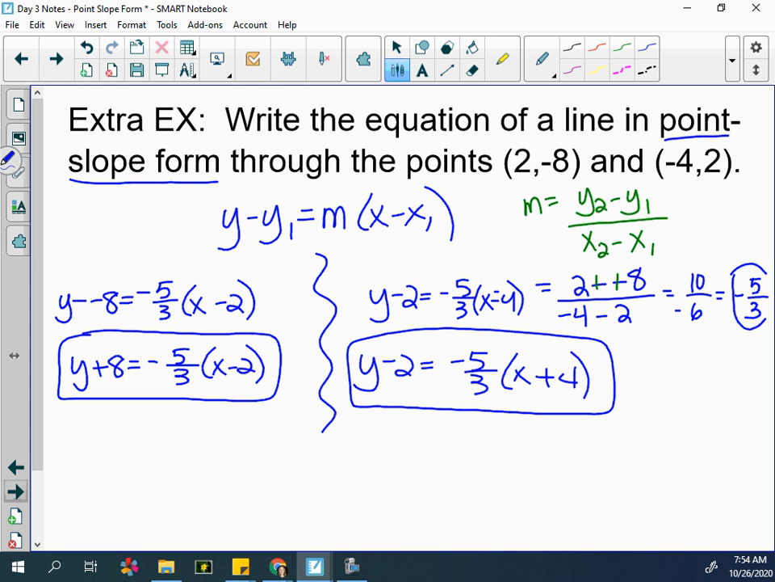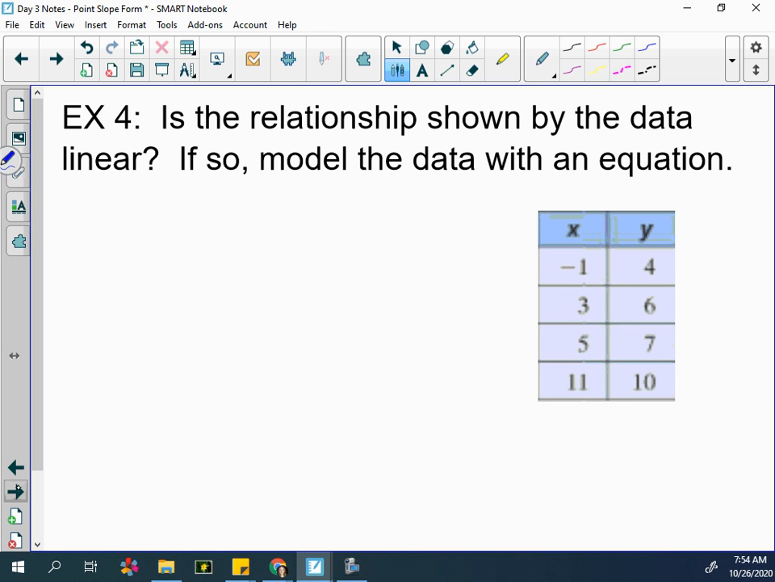Well, let's look at these last 2 because they're a little bit different, but we're going to still use these same elements in order to write our equation. Number 4 says, is the relationship shown by the data linear? If it is, let's go ahead and write an equation. If you think about linear, if I were to graph a linear equation, what would I have on my graph when I was done? What do you think the word linear means? Yeah, it's a line. So in order to have a line, I need a consistent incline or decline, which is your slope, your rate of change.